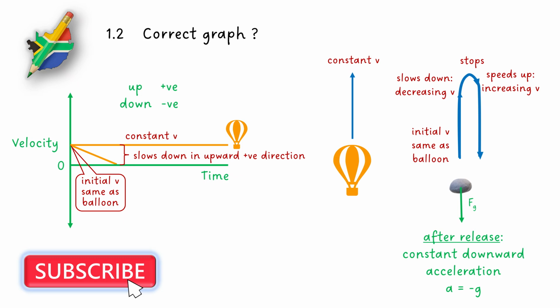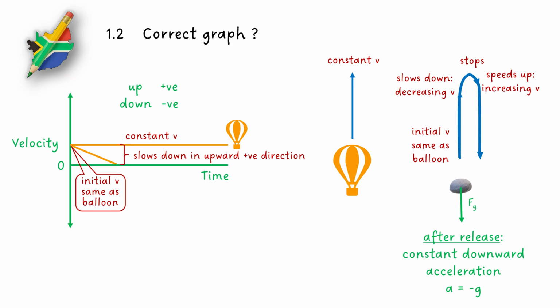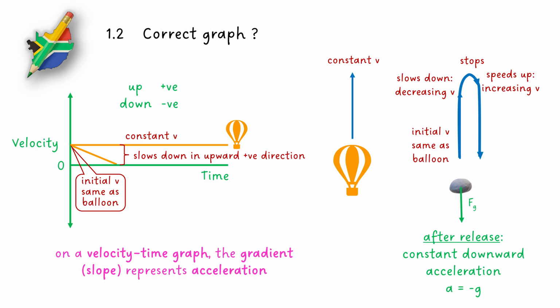It is decelerating in the upwards direction and has a constant downward acceleration. The downward direction is negative, so a is equal to negative g. On a velocity time graph, the gradient or slope represents acceleration. That is why the graph has a negative slope, indicating the object has negative acceleration.